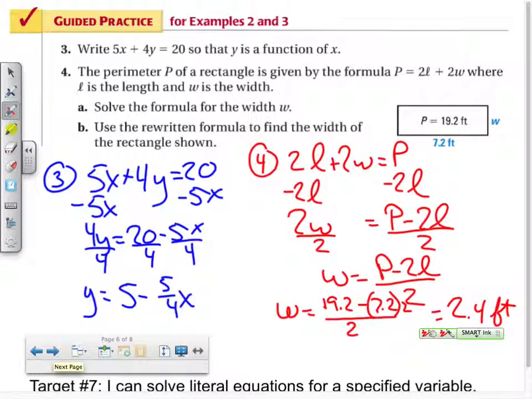And if you're not certain, plug that into the original literal equation. All right, take 2 times 7.2 plus 2 times 2.4. You should get 19.2. And we do.